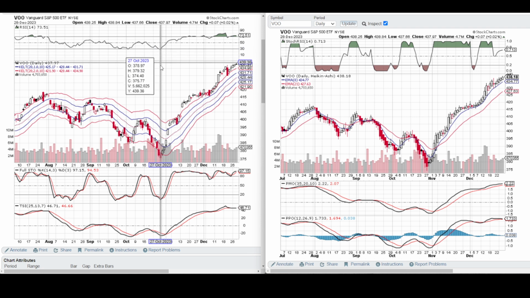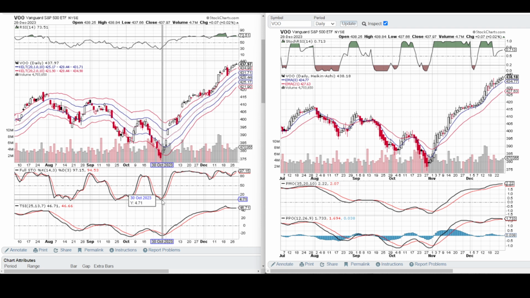Okay, let's take a look at the charts below. You can see the crossover occurred right there at the same time on the 27th, and then on the 30th it was verified where the black went over the red. Okay, let's take a look at the last one, the TSI. That wasn't confirmed until November 1st, so a couple of days later.